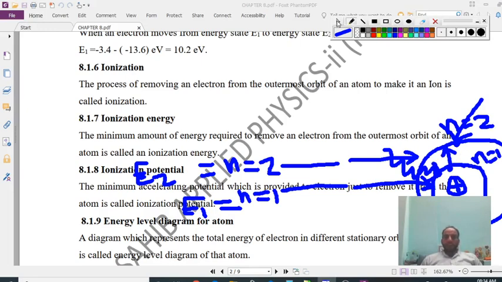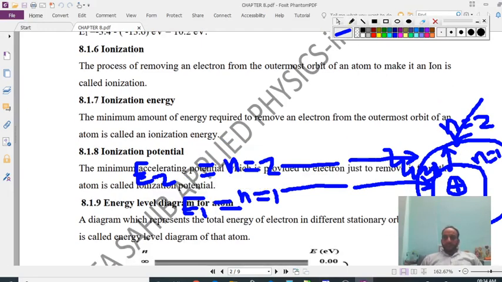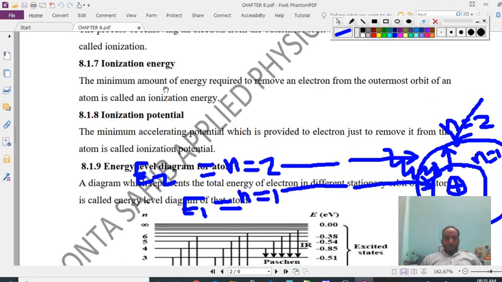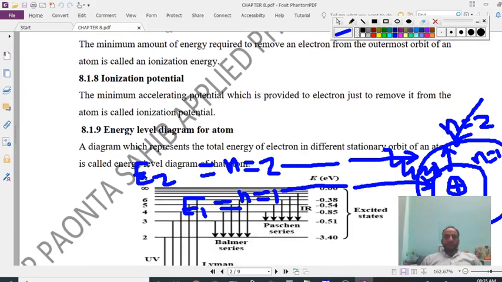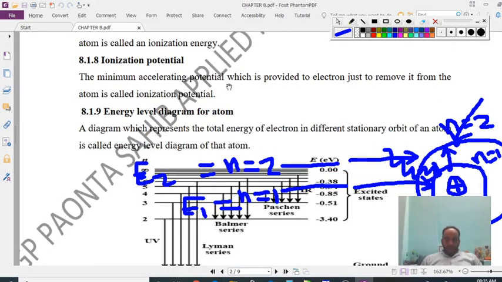Next is ionization energy. The minimum amount of energy required to eject the outermost electron from the outer shell of the atom is called ionization energy. Next is ionization potential. The minimum accelerating potential which is provided to an electron just to remove it from the atom is called ionization potential.